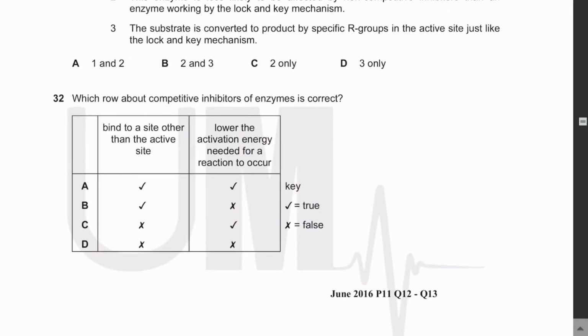Which row about competitive inhibitors of enzymes is correct? Binds to a site other than the active site. Guys, this is not true for competitive inhibitors because competitive inhibitors bind to the active site of the enzyme, and it's the non-competitive inhibitor which binds to a site other than the active site and lowers the activation energy needed for the reactions to occur. So guys, competitive inhibitors do not lower the activation energy. The answer is D. Activation energy is reduced by the enzyme and not the competitive inhibitor of the enzyme.